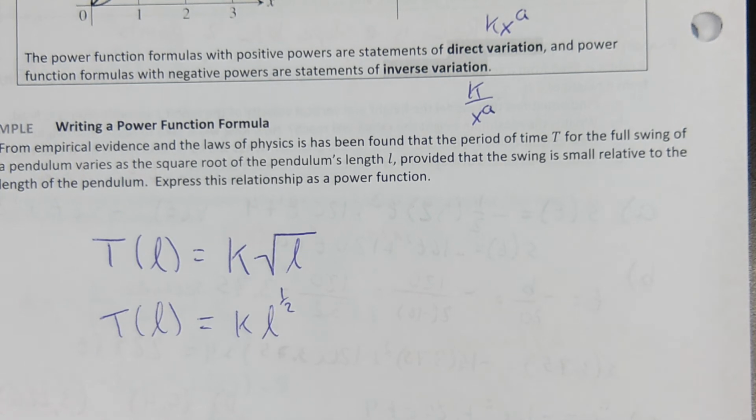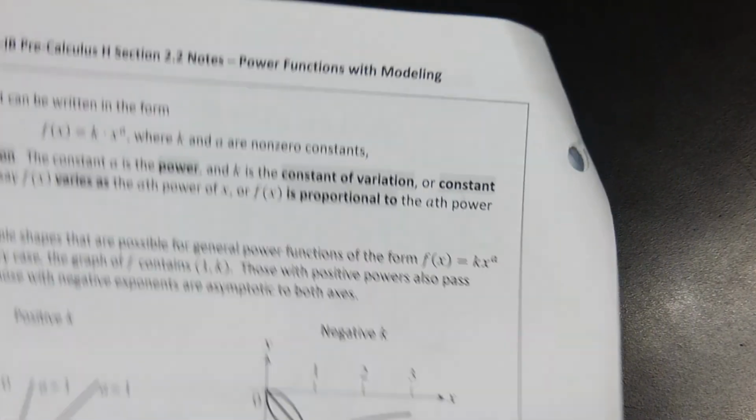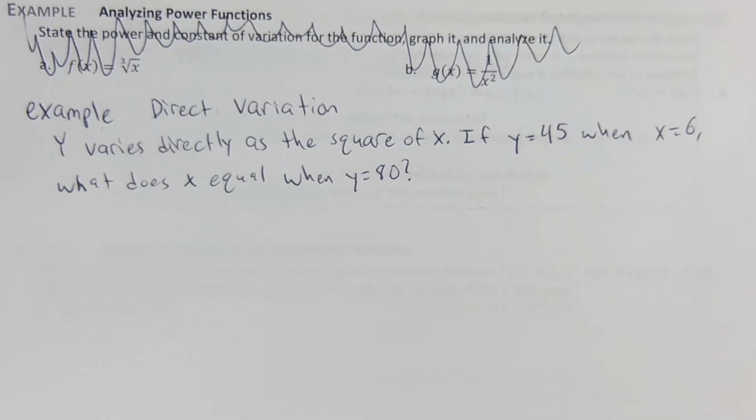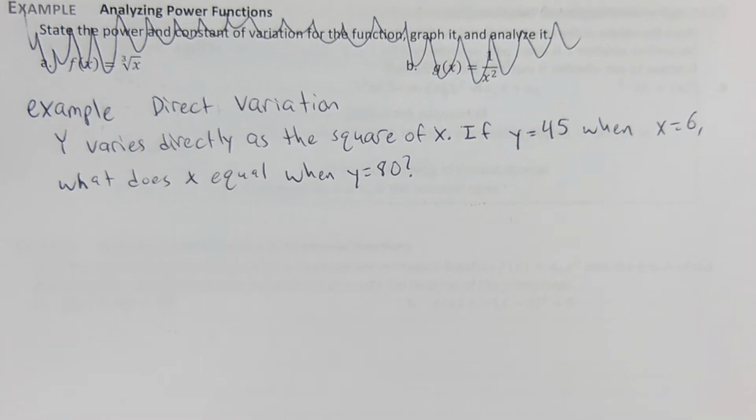We're going to do one example of direct variation and one example of inverse variation, and we're going to call it a day with this material. Cool? All right. So what's in your notes? You can scribble that junk out and write this question in, just like I did.